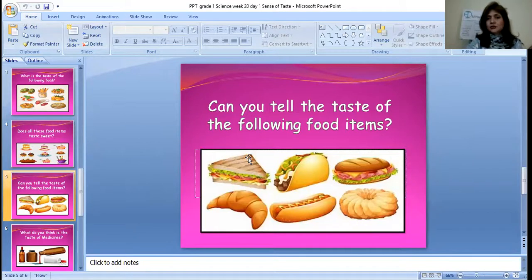Can you tell the taste of the following food items? Now, this is a sandwich. What do you think would be the taste of a sandwich? Yes, you can say salty. You can say spicy. I'll write down here.